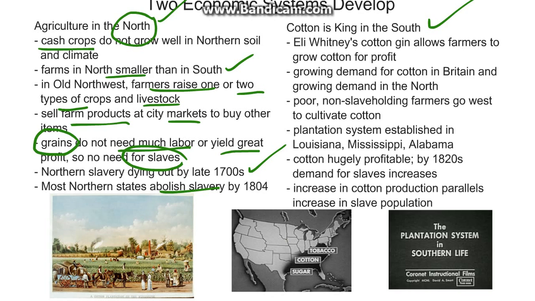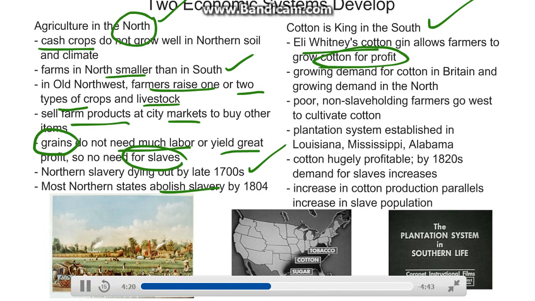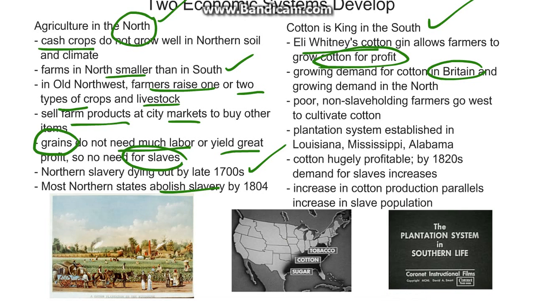Cotton still remains king in the south. Eli Whitney's cotton gin allows farmers to grow cotton for a tremendous profit. The growing demand for cotton in Britain and in the north is going to increase the need for slaves. Poor non-slaveholding farmers are going to go west to try to cultivate and plant cotton, but a plantation system is firmly established in Louisiana, Mississippi, and Alabama.